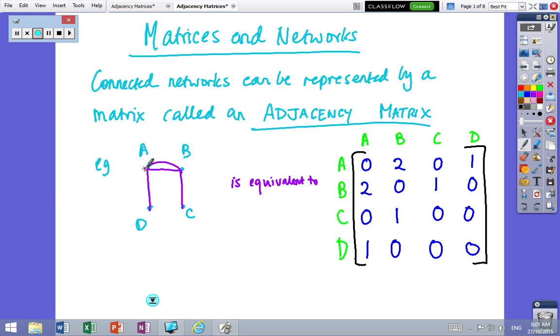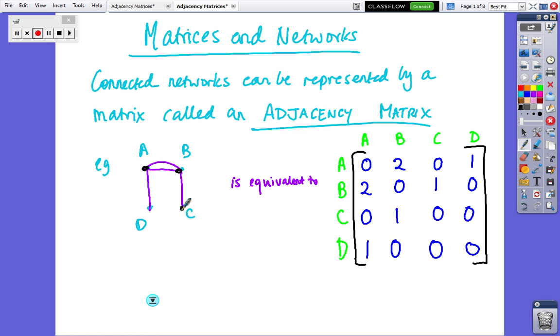We're looking at four nodes, A, B, C, and D. For instance, you can see that A and B are connected by 2, A doesn't get to C, and A is connected to D by 1. So A doesn't have a loop, so A doesn't connect to itself. A goes to B twice, A can't get to C, and A has a D connection just the once.